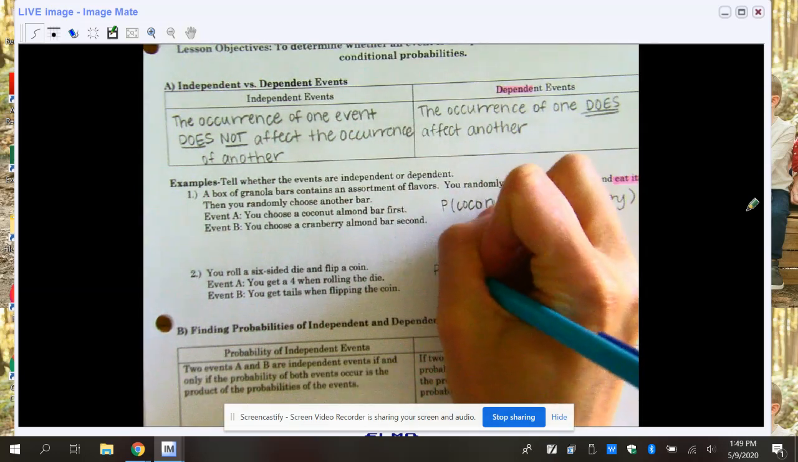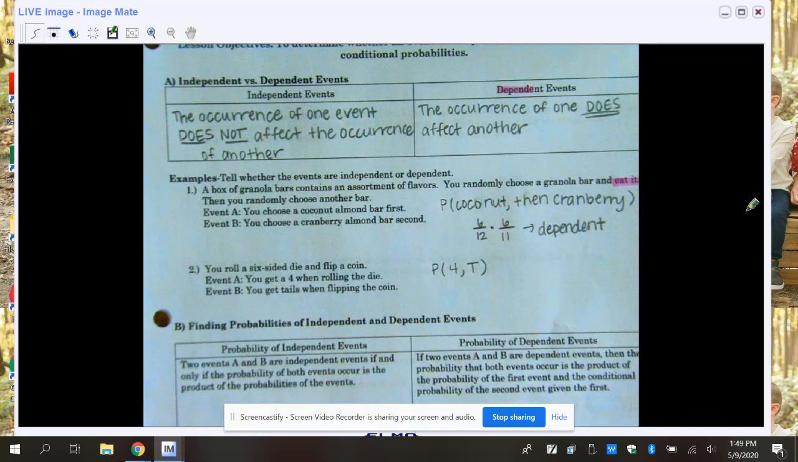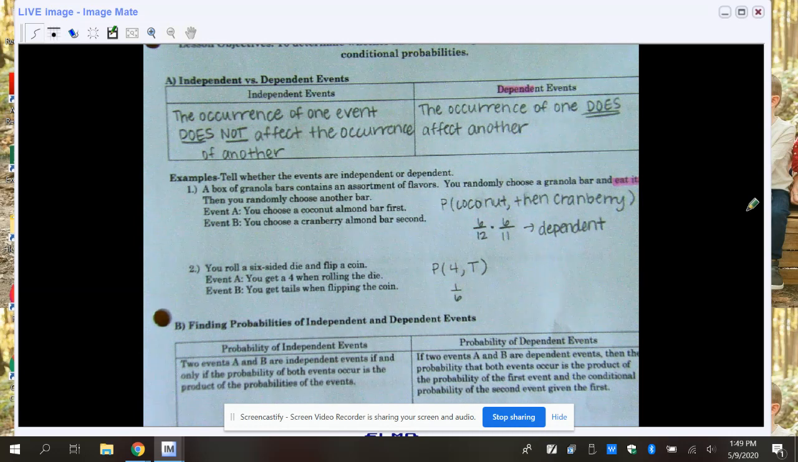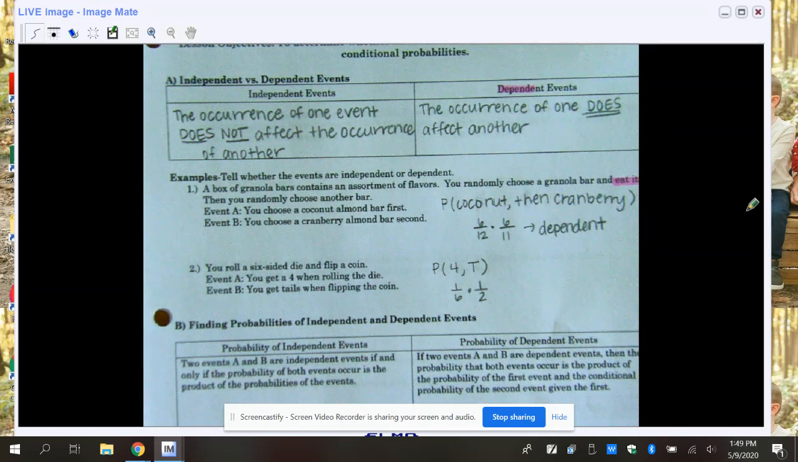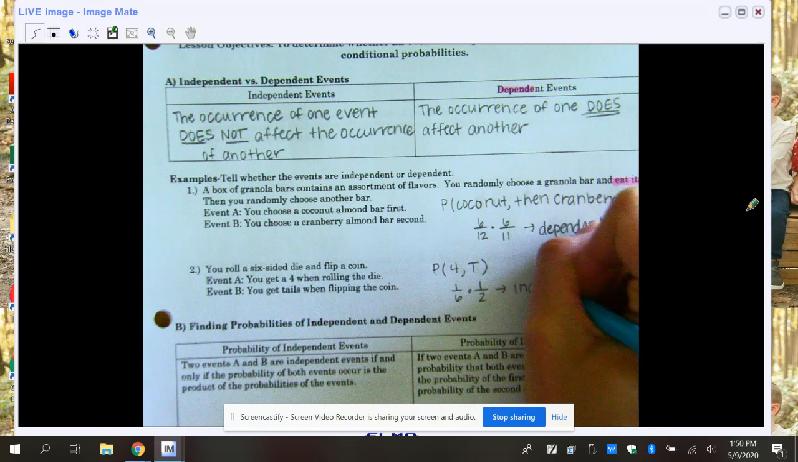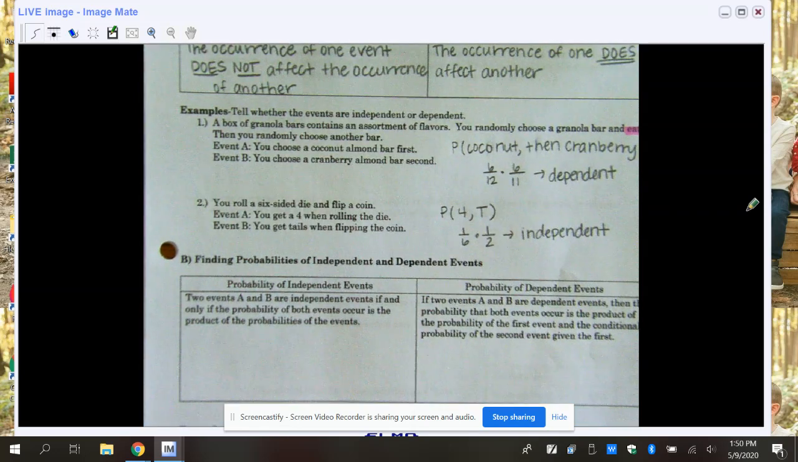Okay. So in number 2, it says you roll a 6-sided die and you flip a coin. So I want to know the probability that I roll a 4 and then flip tails. Okay. Well, if I want to find the probability of rolling a 4, that would be a 1 in 6 chance. Well, that roll has absolutely nothing to do with what I flip on the coin. Okay, so that would not affect that probability. I have a 1/2 chance of doing that. So that means that these two events are independent of each other. The outcome of one does not affect the outcome of another, okay?